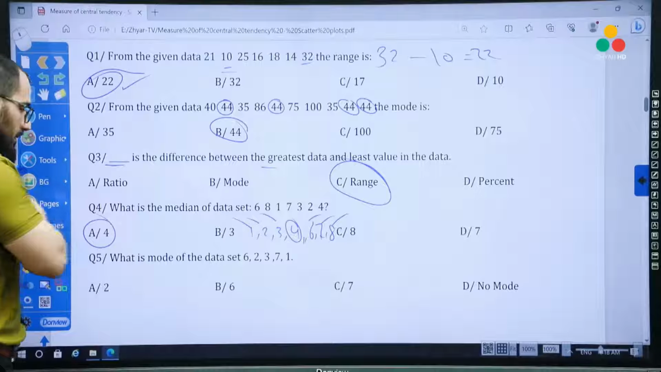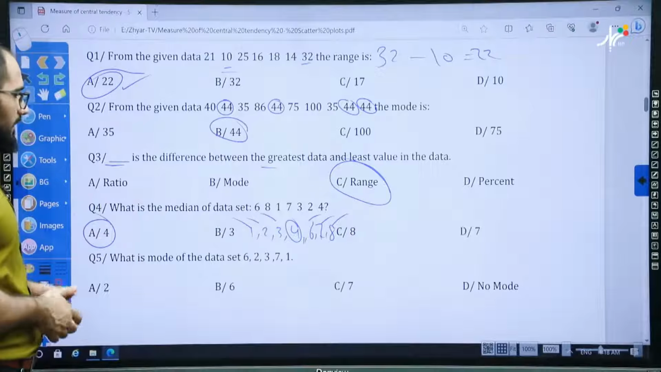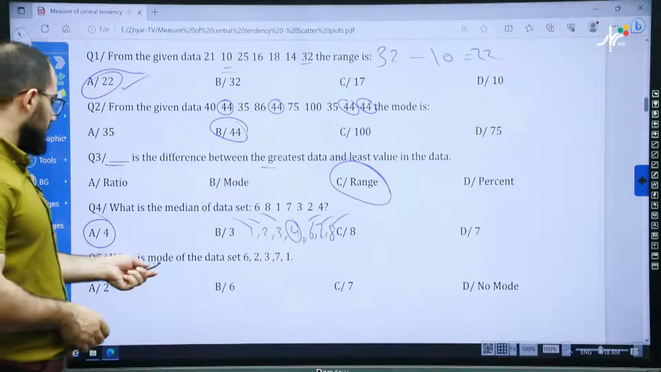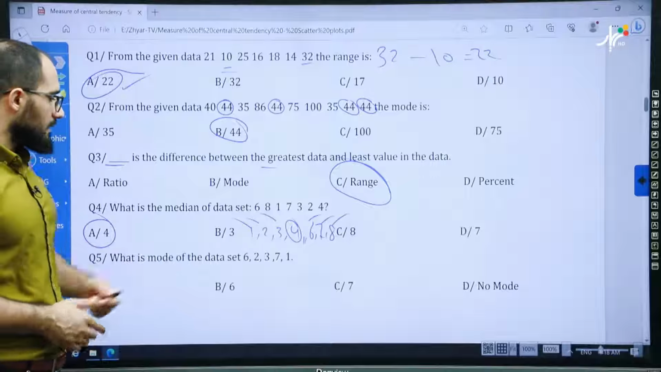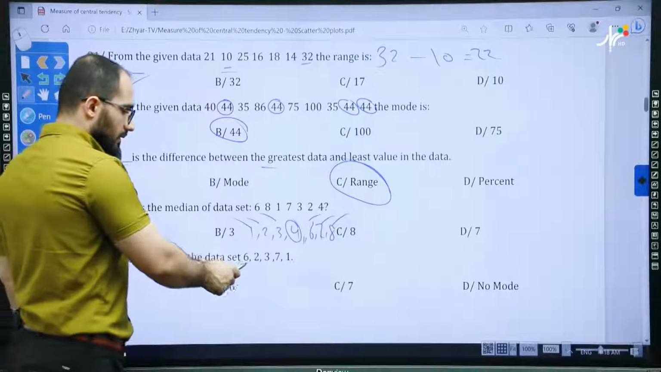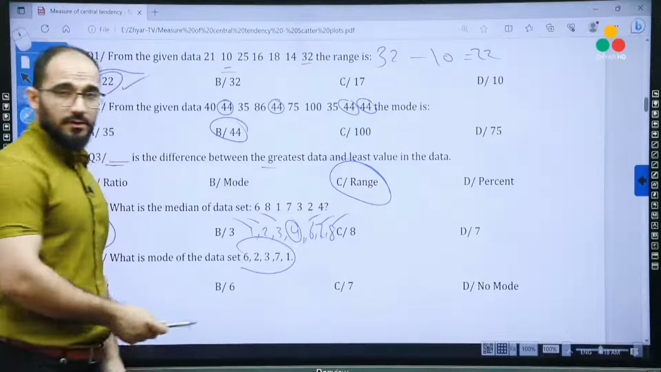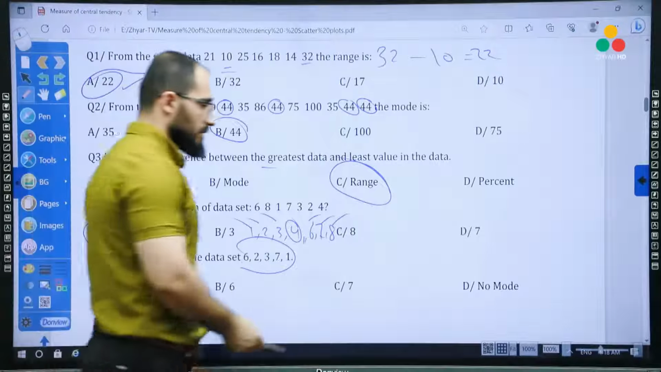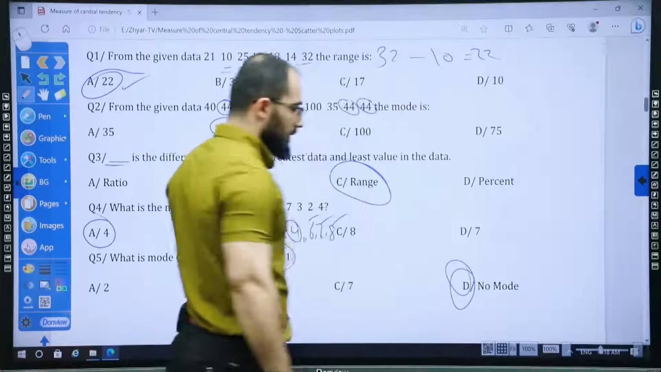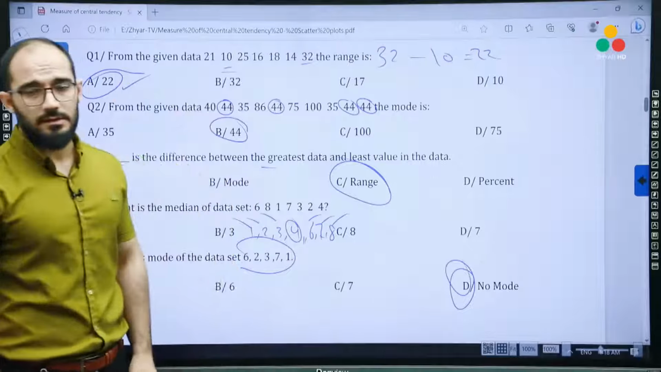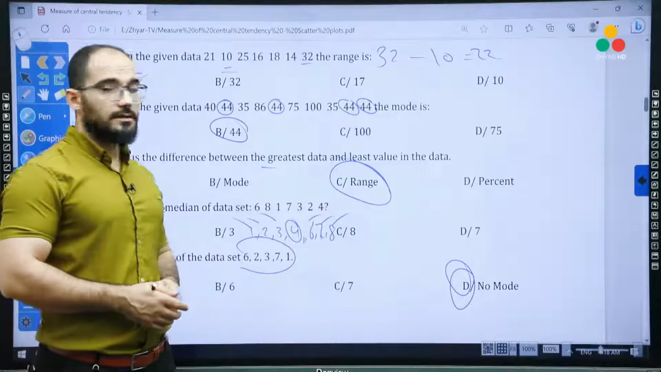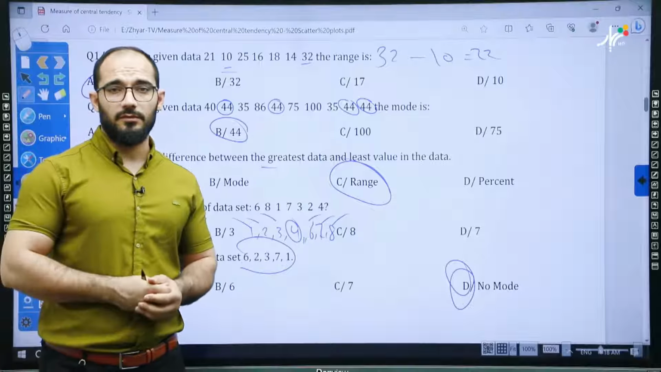Question 5, again, it says, what is the mode of the data set? 6, 2, 3, 7, 1. None of the numbers repeated more than the others, so there is no mode. So dear students, this is the end of our lesson. Thank you so much. I hope you get benefit from me. Have a great time.